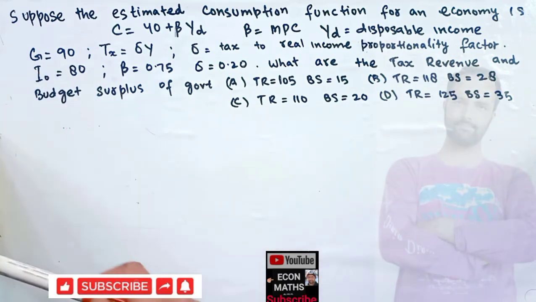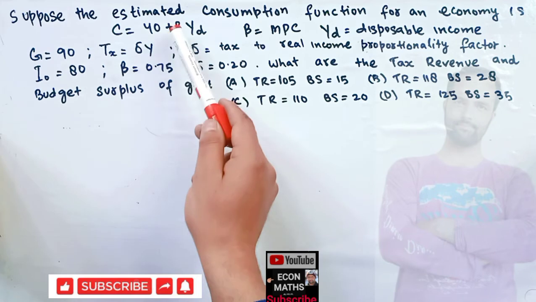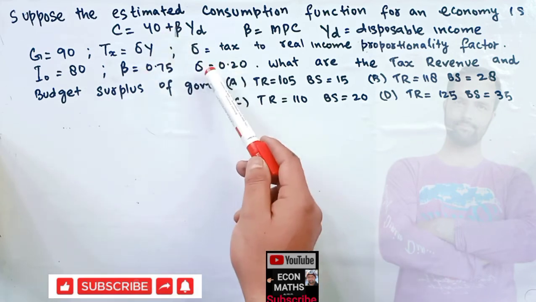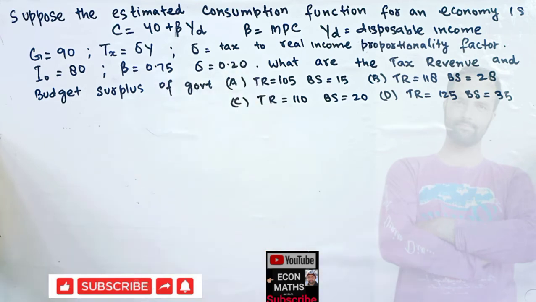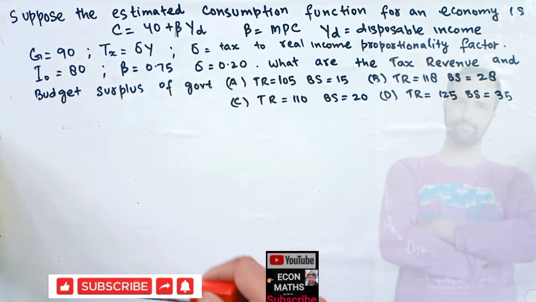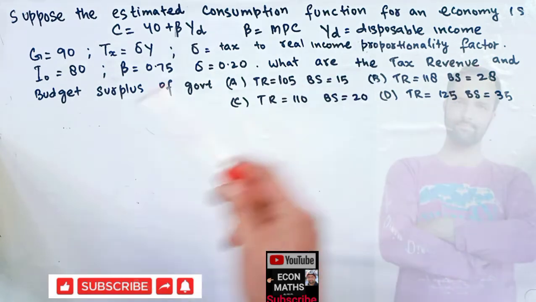Autonomous investment is 80. The value of β, which is MPC, is 0.75. The value of δ, that means the tax rate, is 0.2, that means 20%. What are the tax revenue and budget surplus of the government? We have to find out the tax revenue and budget surplus.